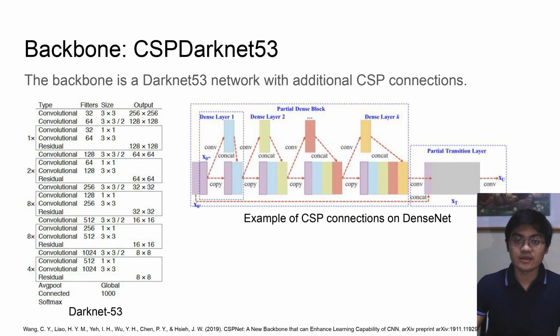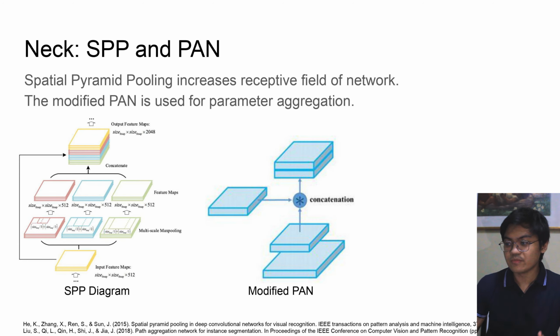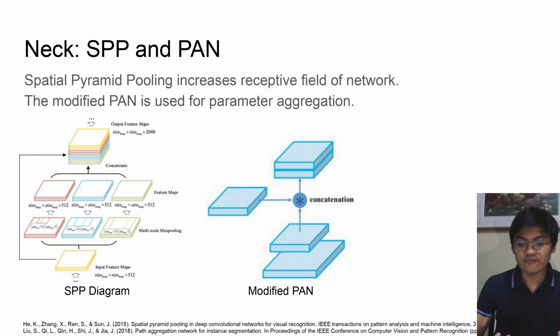CSP Darknet 53 is the backbone used for YOLO v4. It is done by applying cross-stage partial connections on each block of the Darknet 53. Spatial pyramid pooling is used due to it increasing the receptive field and separating out the most significant context features. The modified PAN is used as the method for parameter aggregation from different backbone levels for different detector levels.